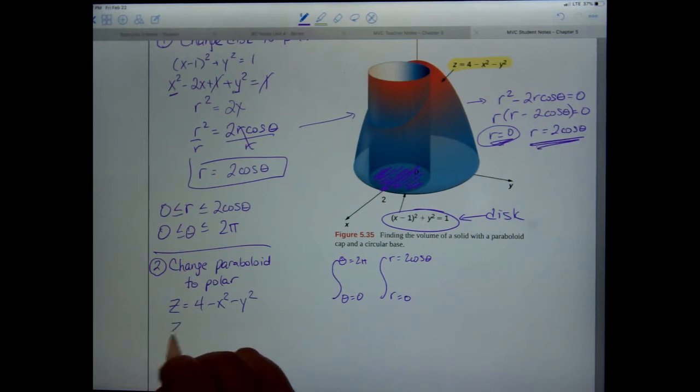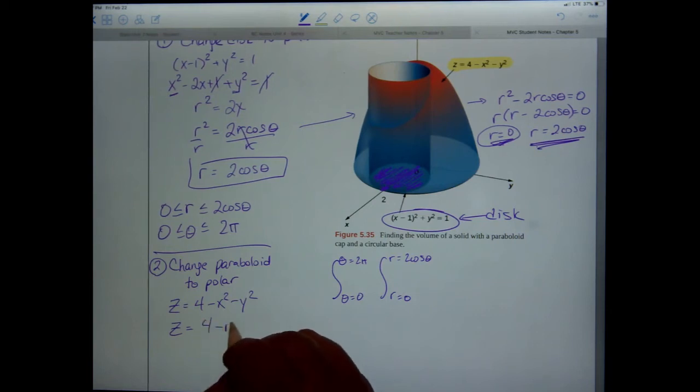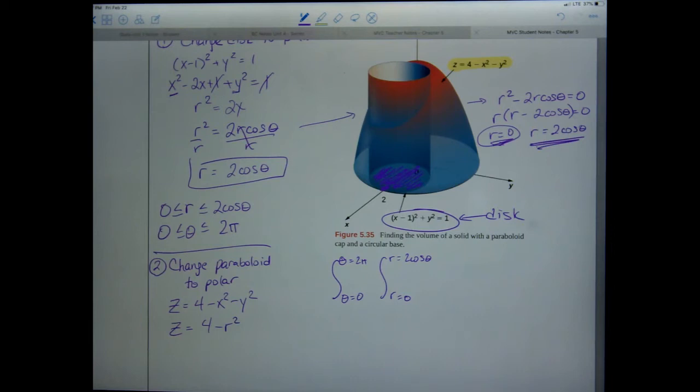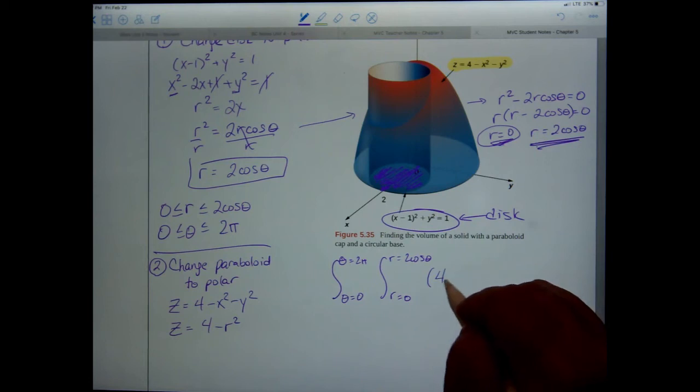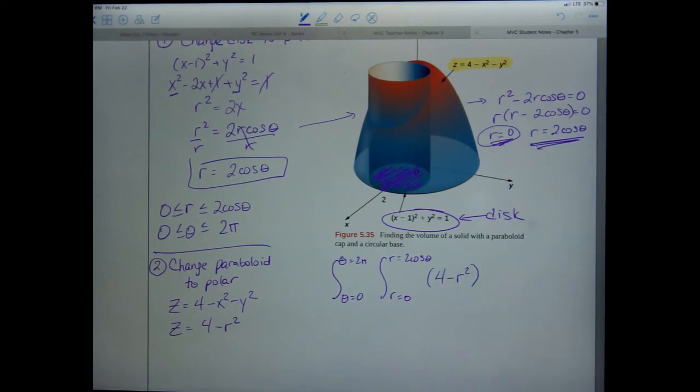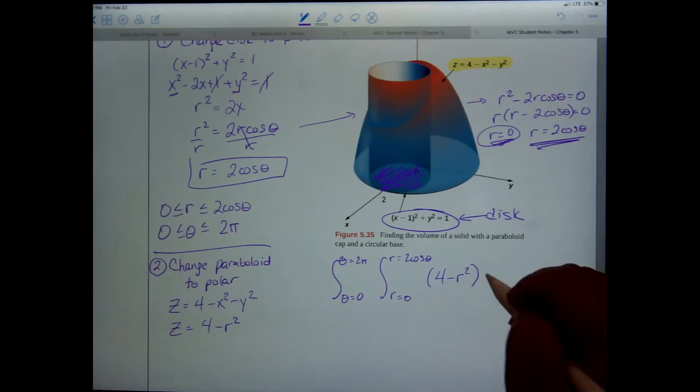Say it again, Andrew. 4 minus r squared. Do y'all see that? This is 4 minus r squared. Done. That was easy. Okay, so that's what goes in the integral. So we now write 4 minus r squared. And what else? r dr d theta.